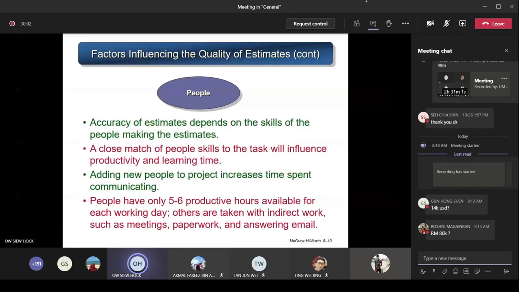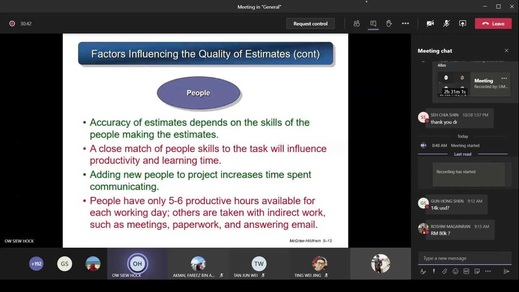The third one is about the people. The accuracy of estimates depends on the skills of the people making the estimates. That means the person who is doing the estimation, the estimator. If the person is very good at estimation, then the value the estimator gives will be quite accurate. But if you get someone who is very new to estimation, then the person will give you a not so accurate estimate of project cost and how much time you need to carry out the project. In the end it will cause a lot of problems: over cost, over budget, and quality not achieved.